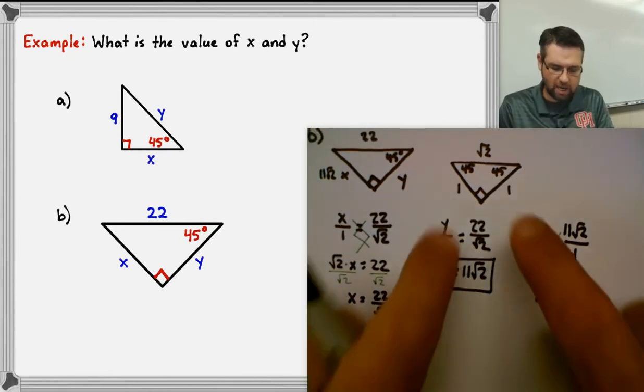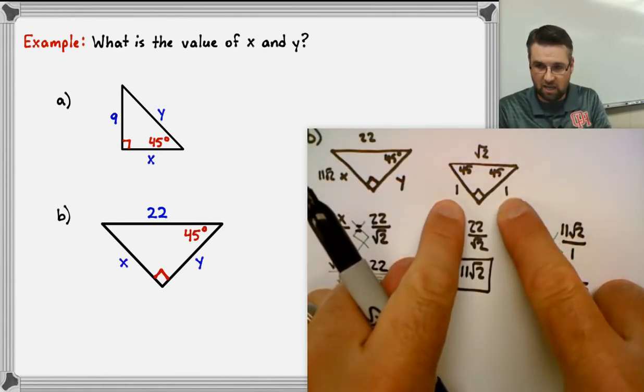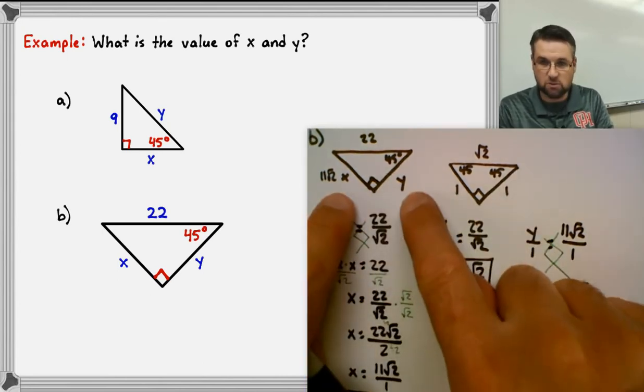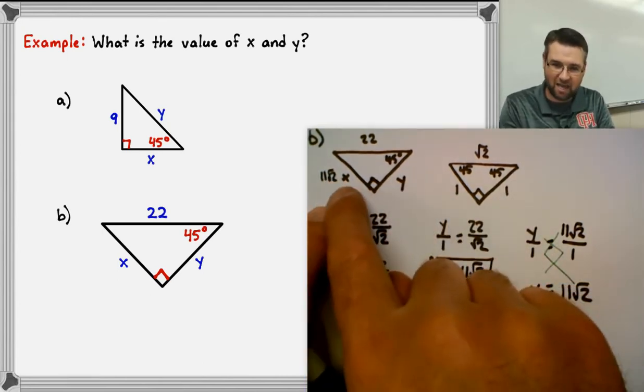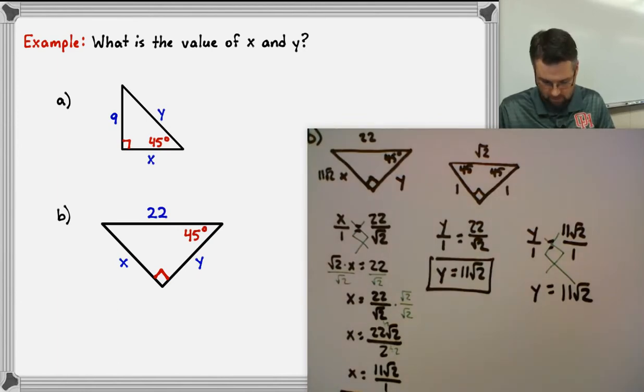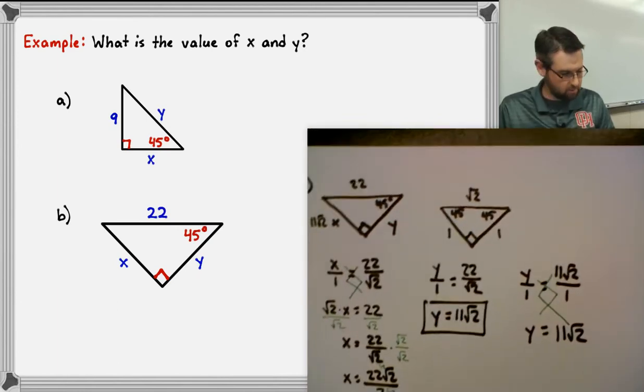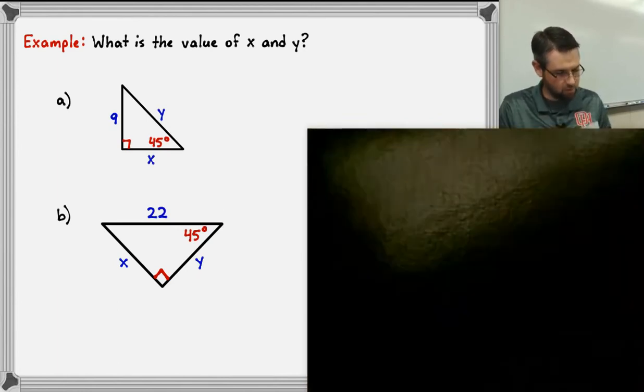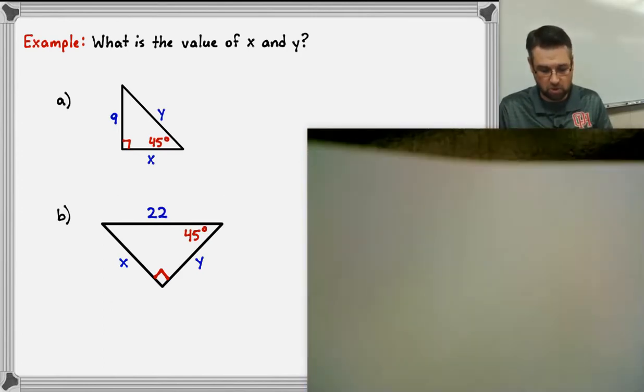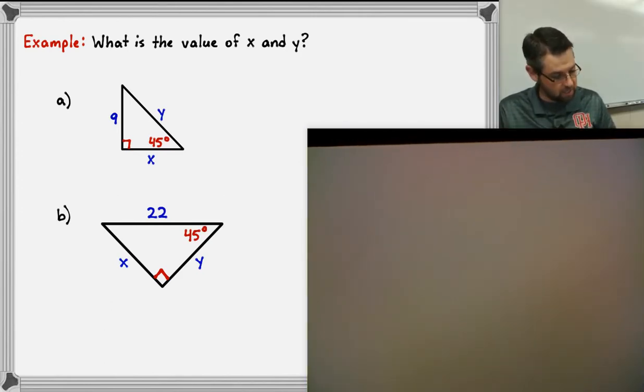You could also recognize that, look, these two sides are the same, therefore these two sides will be the same. And since I already found x, y is going to be the same thing. Okay. All right, so there's that. Make sure you have those written down as examples before you go on. But let's go ahead and do some practice problems here.